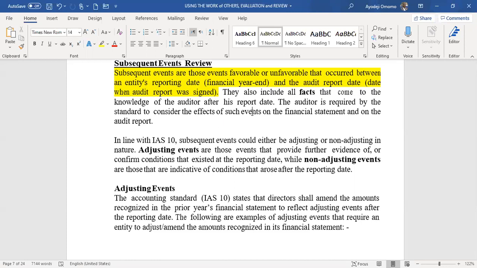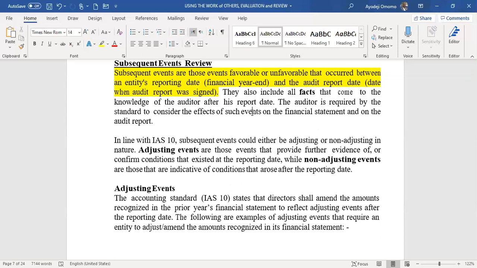For instance, if there's a fire event in the warehouse on January 5, this fire has burnt down all the inventory. But remember that the financial statement is carrying an inventory figure of $1 million. In reality, if you get to the inventory store today, there is nothing in it. Why? Because fire has burnt it. So this is a subsequent event that may require adjustment or not.